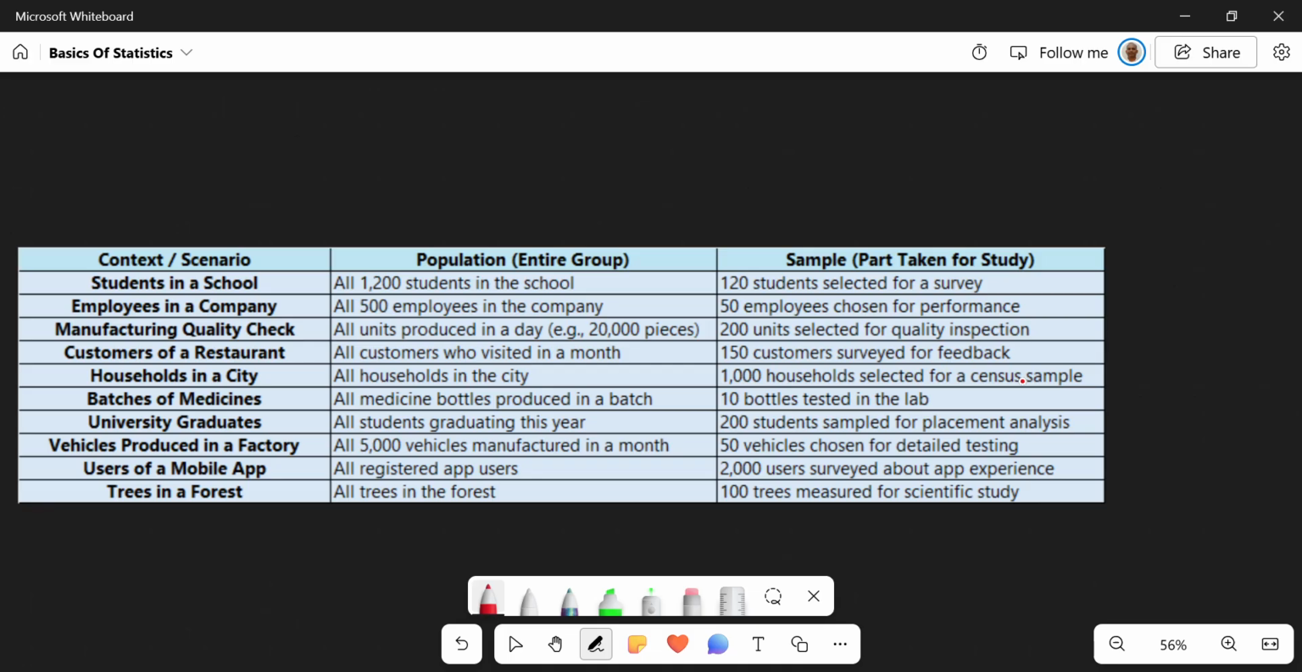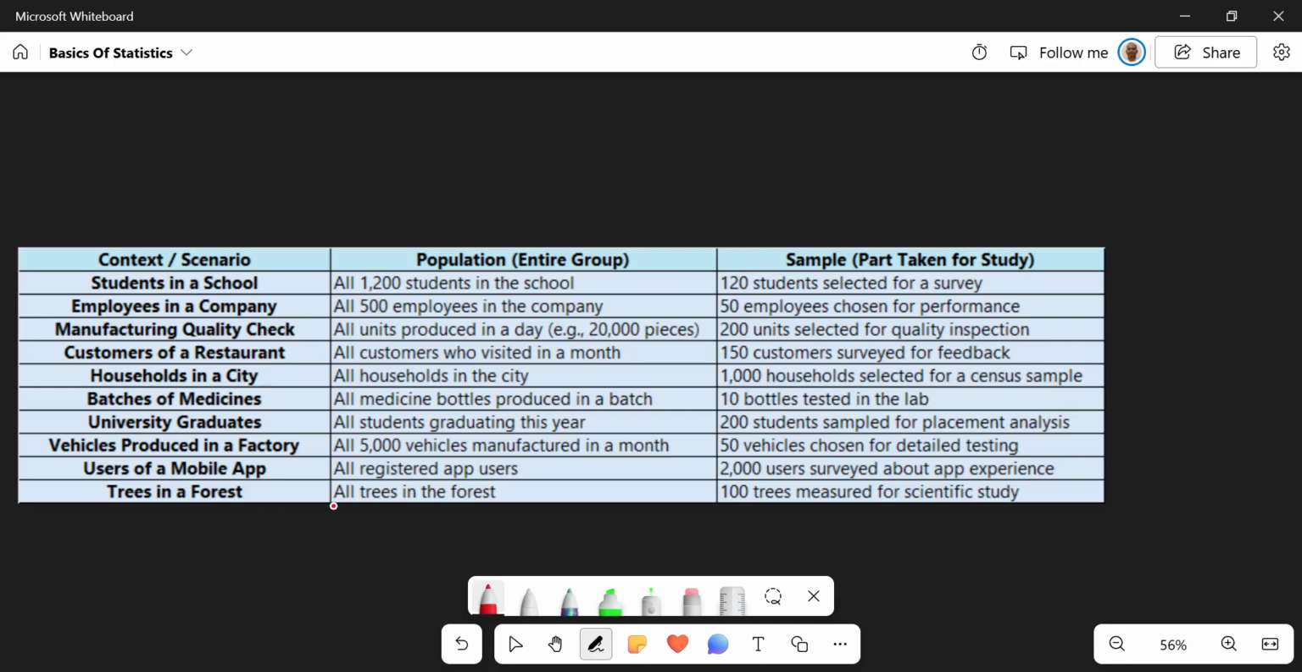randomly, right? University graduates: all students graduating this year, versus only 200 students sampled from the graduated students. So there is a sample, right? Users of a mobile app: if I take all the users of the app, that is population. But if I take only 2000 users, that is a sample, right?